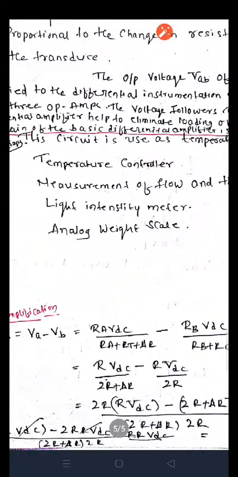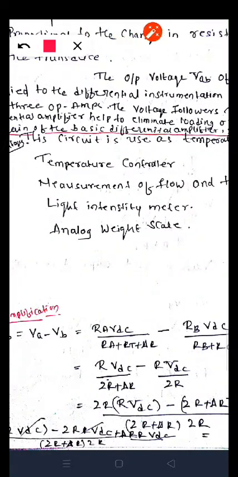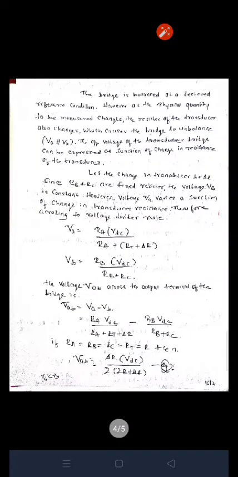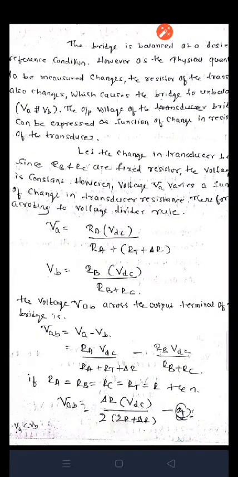We have shown here how we get the VAB value. We substituted the potential at A and potential at B, cross multiplied, and removed the terms not required, and finally we get the potential VAB as delta R into VDC divided by 2 into 2R plus delta R. Call this equation number 2.